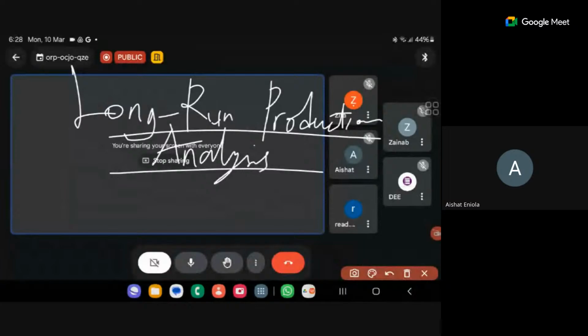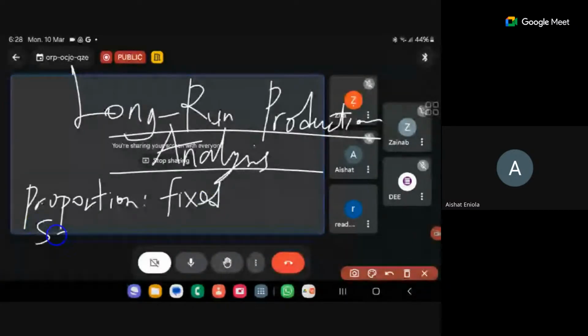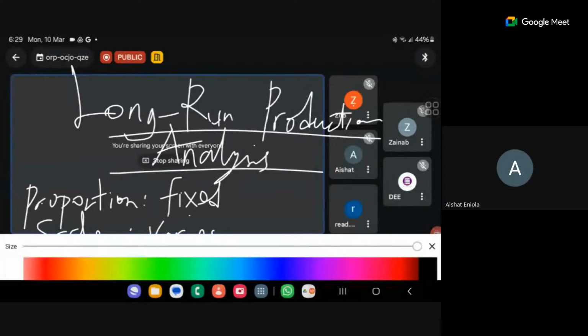Remember that in the short run, the business only manipulates the proportion in which capital and labor are combined. But in the long run, the proportion of combination, so the proportion of capital and labor, is fixed. It doesn't vary. The ratio of combination is fixed. But the scale of production varies. This is the difference between short run and long run.